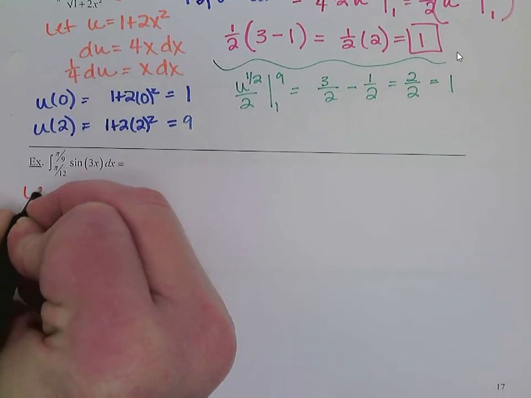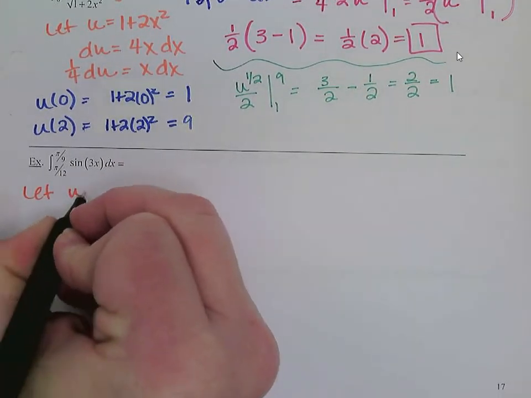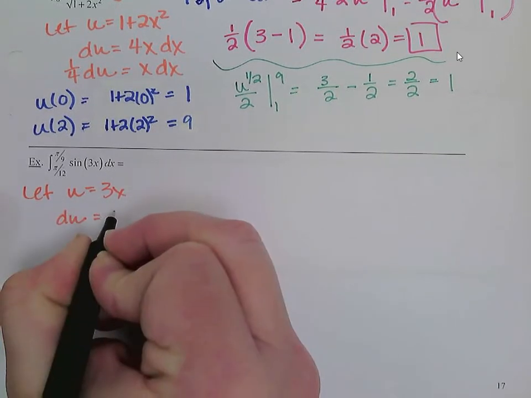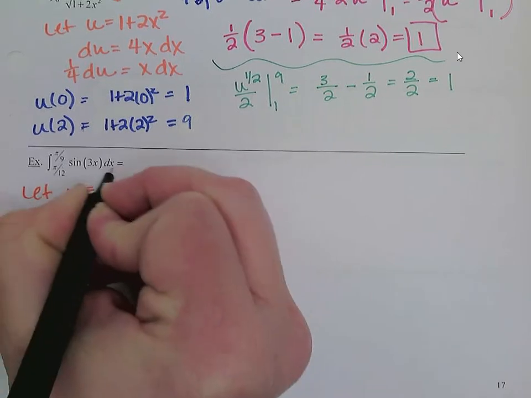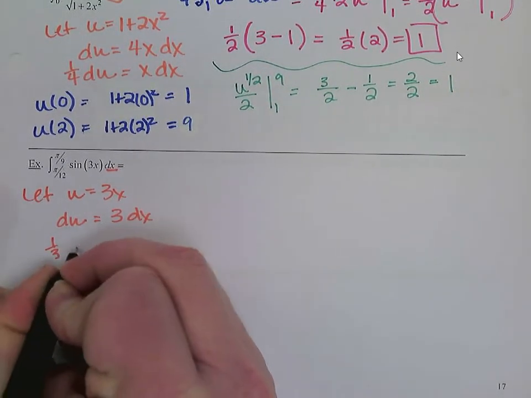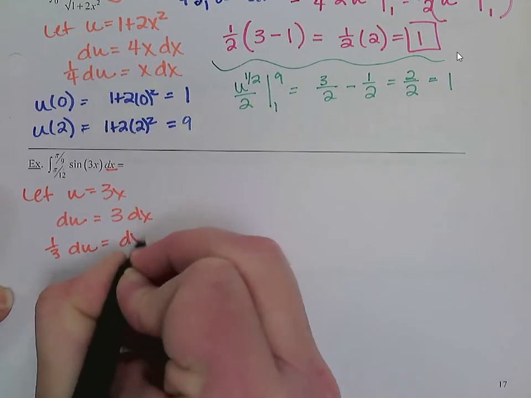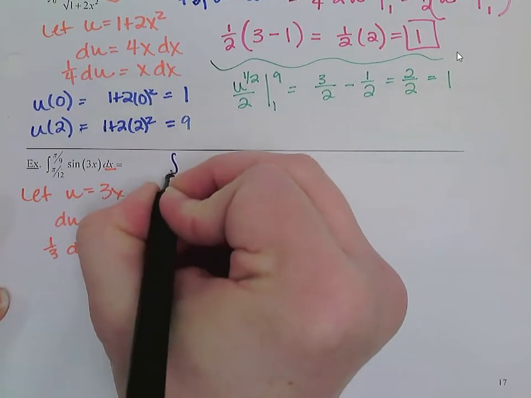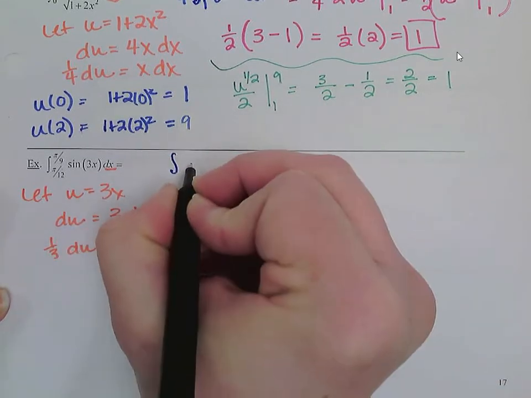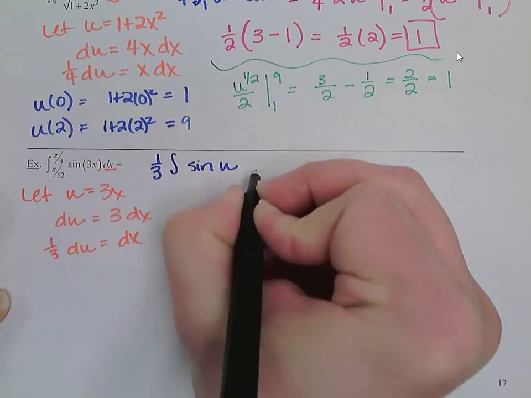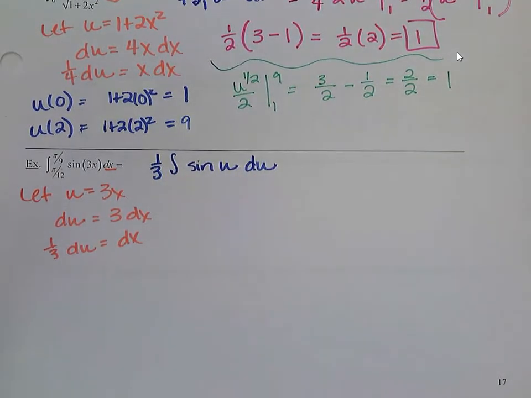So what did you guys let u equal? 3x? Okay. So then du was 3 dx. We need the dx. We don't need the 3. Move it on to the other side. So now we can rewrite our integral as the integral of sine of u times 1/3 du. Let's go ahead and change our bounds of integration.